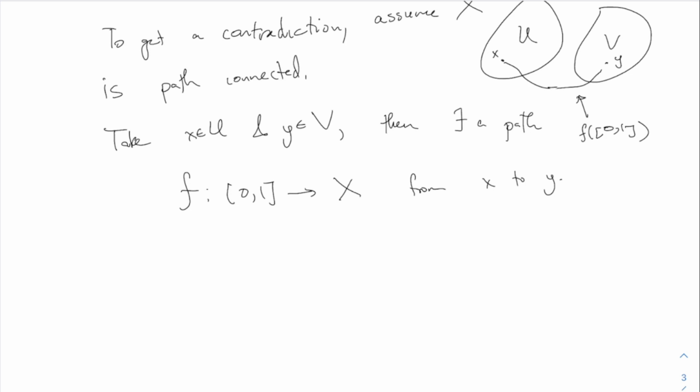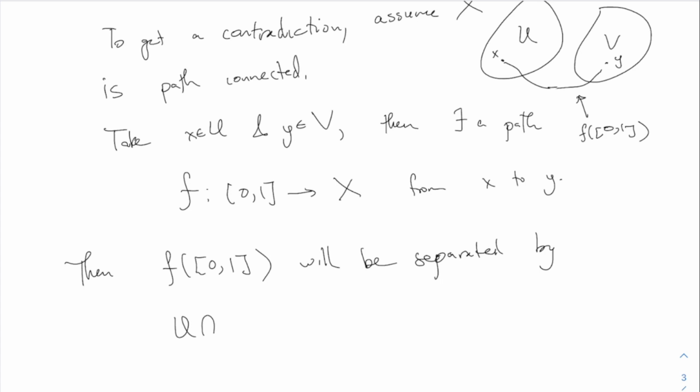So now it's not exactly U and V that I want to talk about. It's separating that interval. I will say f of [0,1] will be separated by U intersect f of [0,1] and V intersect f of [0,1]. That would be like this part of it. That's U intersect the path, and then that part of it. That's V intersect the path.